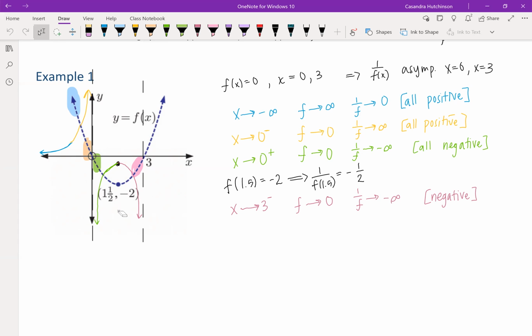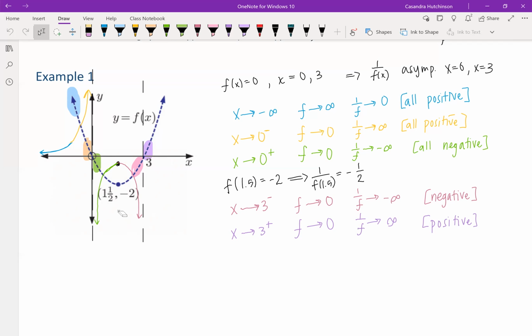What happens right after the asymptotes? So as x approaches 3, but from the right. So what are we looking at when we come down this curve towards the asymptotes? Well, f is approaching 0, but it is positive. So 1 over f is going to approach infinity because it's still positive. We don't change signs just because we divide 1 by a number.